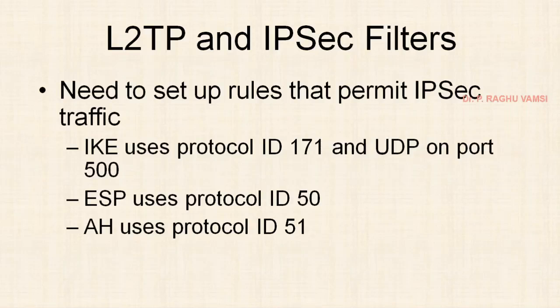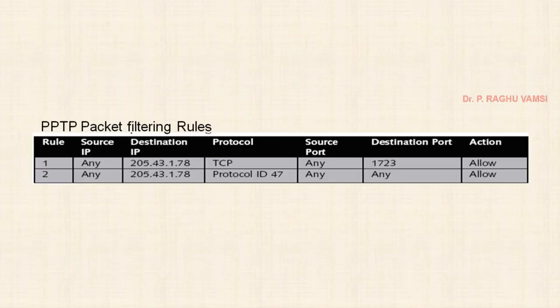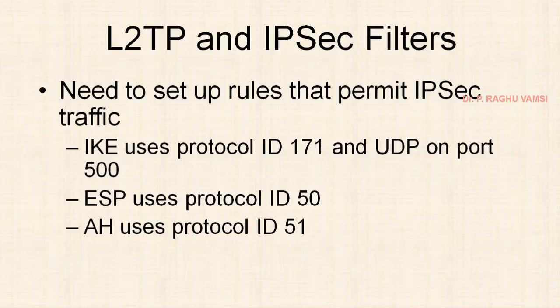Next is L2TP and IPsec filters. Need to set up rules to permit the IPsec traffic. IKE, Internet Key Exchange, uses the protocol ID 171. As I told you just now, each and every protocol that is used for encryption and other purposes in the VPN will have an ID. So here IKE, Internet Key Exchange, will have the protocol ID 171, on UDP port 500. So we need to allow this, and these rules must be placed in the firewall. And ESP uses the protocol ID 50, and the authentication header uses the protocol ID 51.